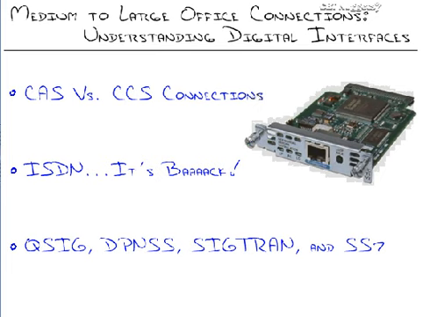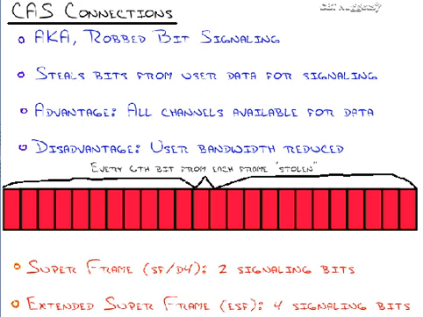So let's get going. The first thing that we need to look at on our digital connections is the two major umbrellas of connection types. The first one is something known as CAS, which stands for Channel Associated Signaling. CAS sends your signaling information with the bandwidth of your user data. Now, I know that's kind of a mind twister if you just take it at face value.